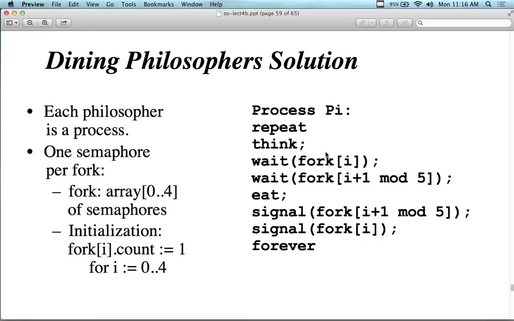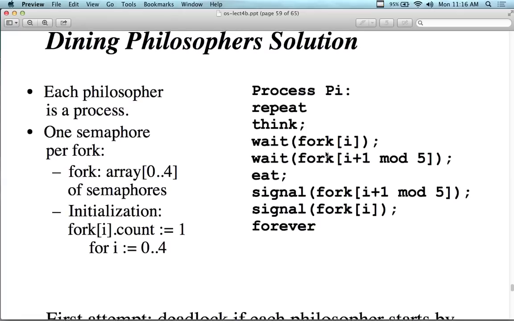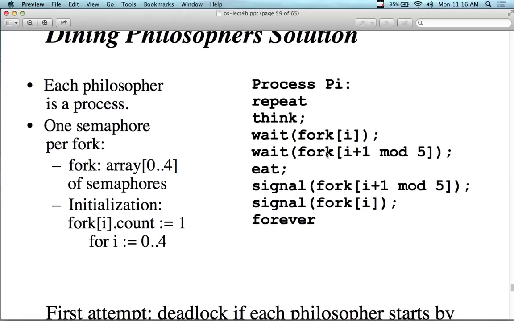Well, if you don't have both, you put one back, which is how the operating systems themselves actually allocate resources. If the process can't get everything it needs, it puts everything back and tries again. Each philosopher is a process, with one semaphore per fork. It could do: repeat, think, wait, eat, signal that it's done eating, and keep going back and forth. But put it down if you don't get what you need, and then they're doing a wait.